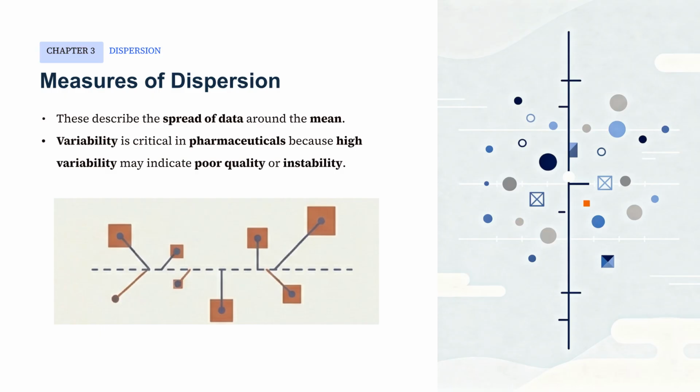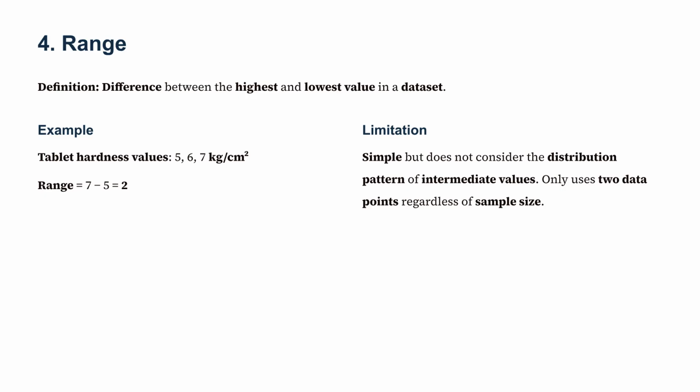Chapter 3 covers measures of dispersion. These describe the spread of data around the mean. Variability is critical in pharmaceuticals, as high variability can indicate poor quality or instability in a product. Range, the simplest measure of dispersion, is the difference between the highest and lowest values in a dataset. For tablet hardness values of 5, 6, and 7 kilograms per square centimeter, the range is 2. The limitation is that it only uses 2 data points and ignores the distribution pattern of intermediate values.